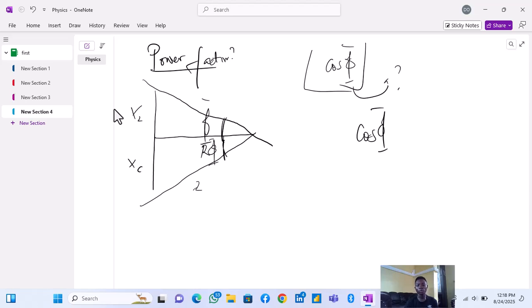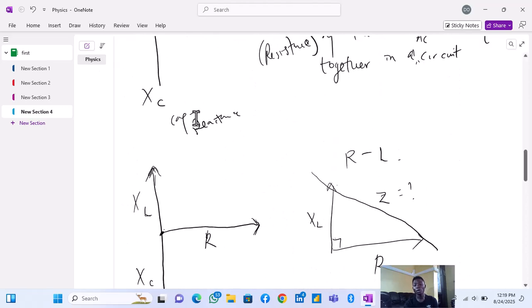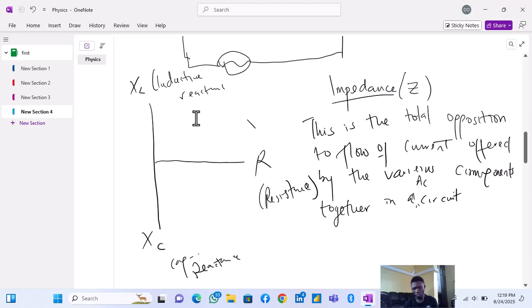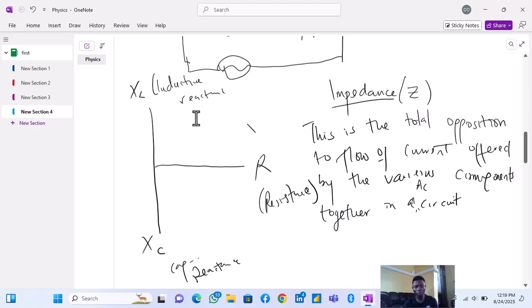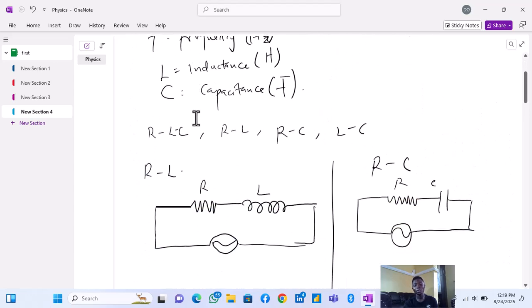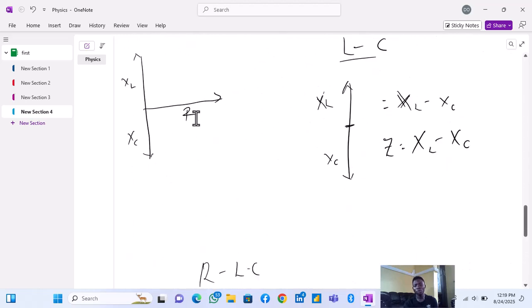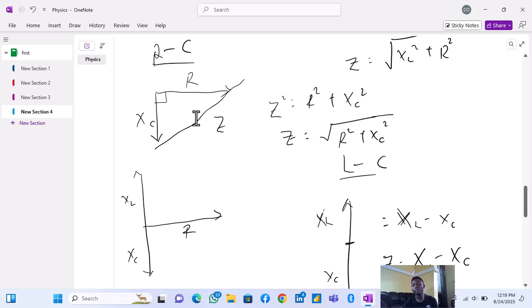We are going to talk about that very well in the next class. Next class we are going to be talking about power factor, and we are going to be talking about resonance as well. I hope you understand what we discussed briefly in this class today. Basically, all we discussed is how to find the impedance of different circuits, from RC circuits to RL circuits to RLC circuits to LC circuits, and it's very simple. Just using your Pythagoras theorem, you can find the impedance for any circuit.